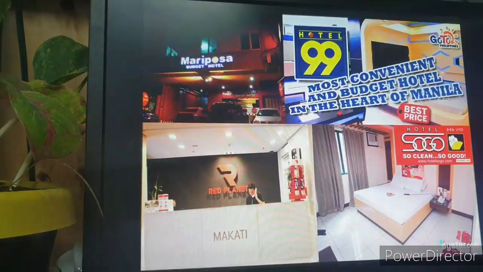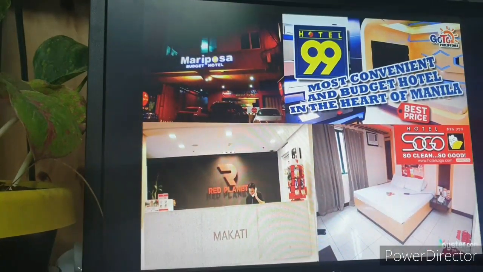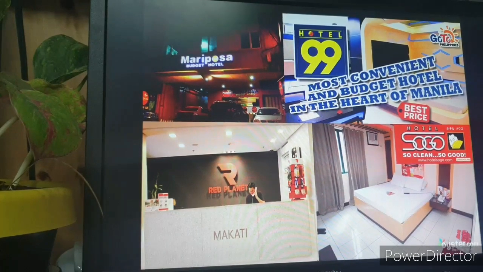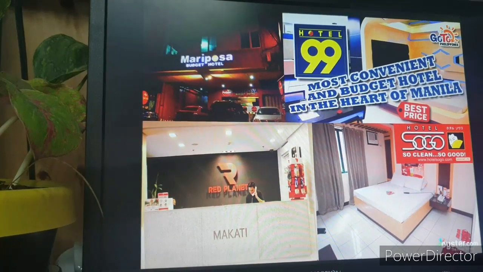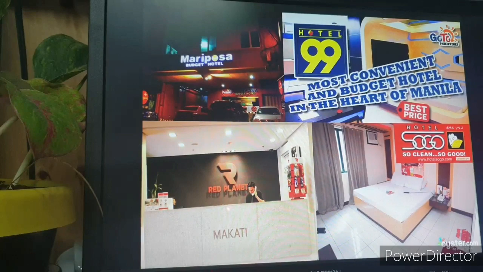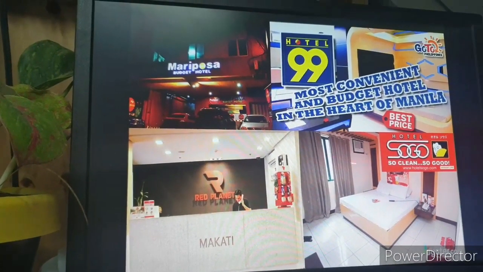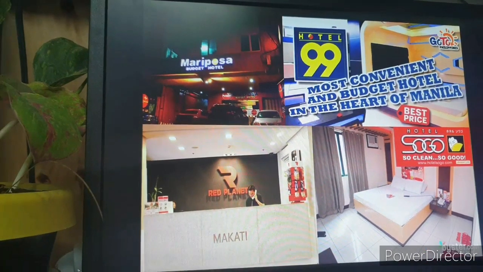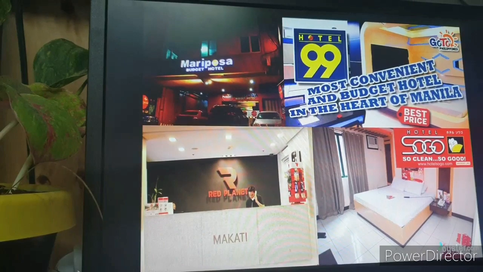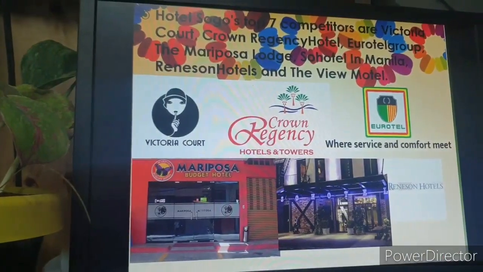Next, we have Mariposa Budget Hotel. Hotel 99, the most convenient and budget hotel in the heart of Manila. Of course, we have Red Planet. It is located in Makati. And of course, the Sogo Hotel. The Sogo Hotel, so clean, so good. Okay, it's an example of economy or budget hotels. So let's move on.